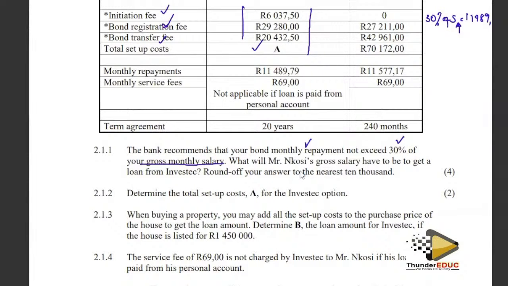Add up all the values. So you shall say A equals 6,037 rand 50 cents plus 29,280 rands plus 20,432.50 cents, which gives us the answer as 55,750. You've added up everything.